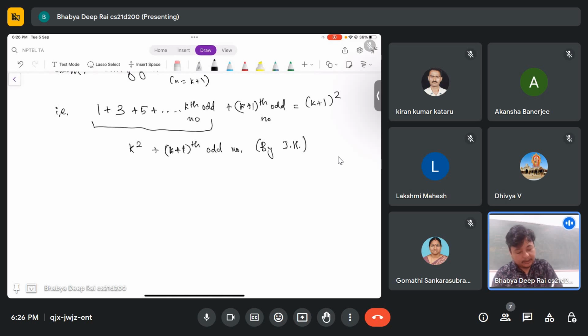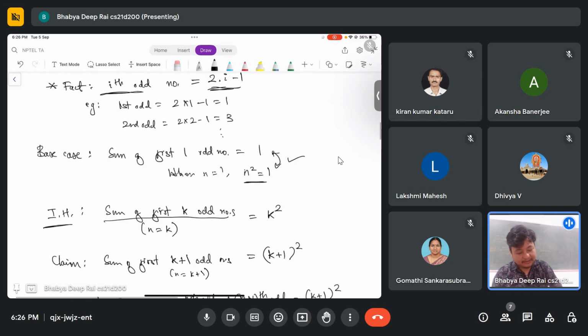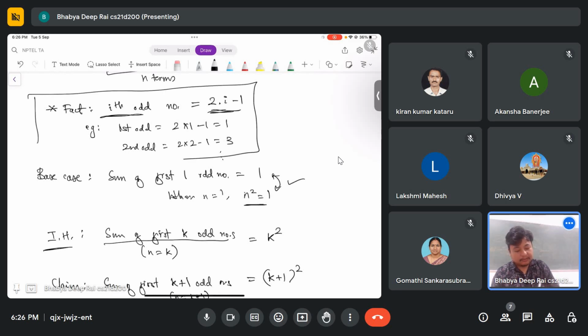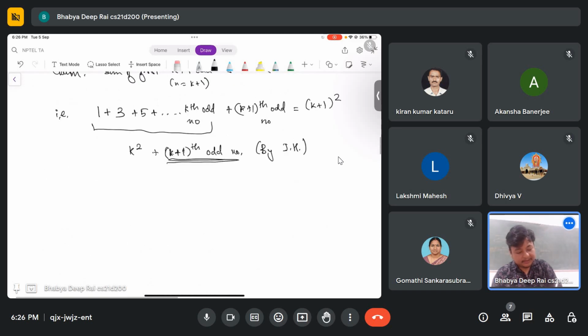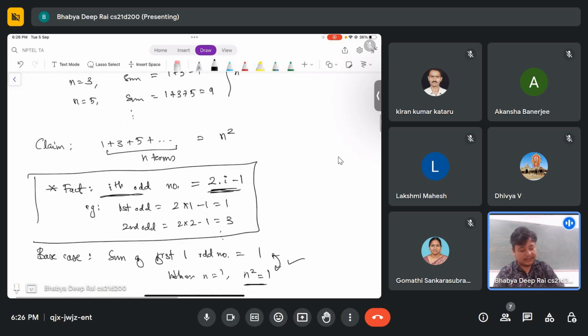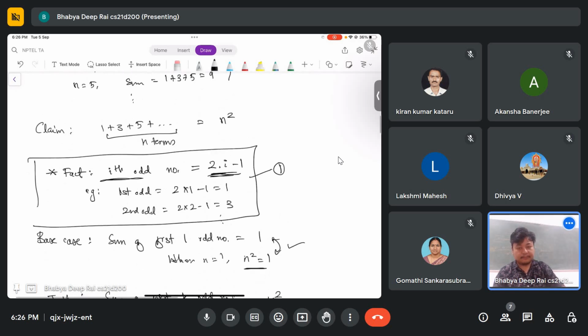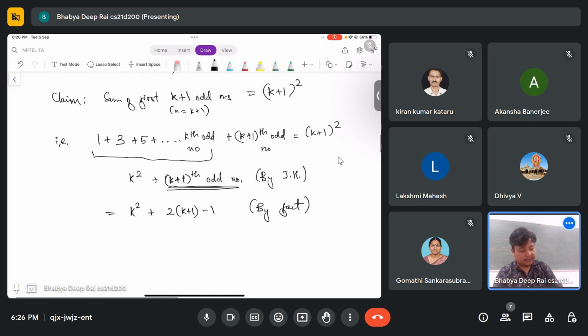Next, what do we want to do? Now, how do you do the final simplification? We know that the ith odd number is given by this formula: the ith odd number is given by 2 times i minus 1. So the k plus 1th odd number is equal to 2 times k plus 1 minus 1, by the fact used above. Let me call that fact number 1.